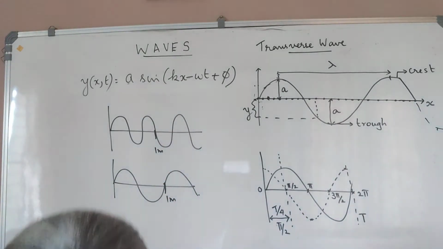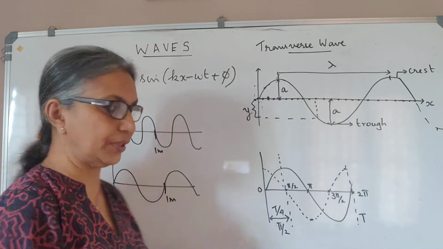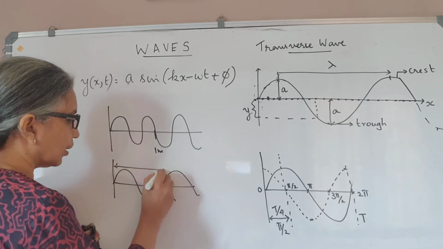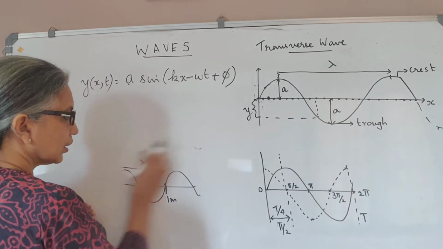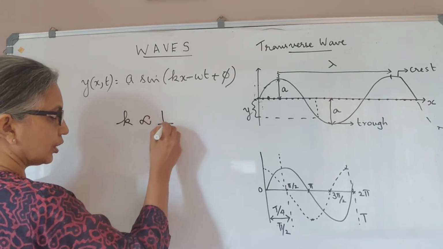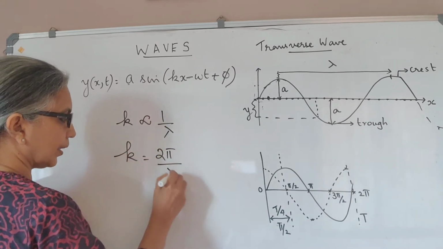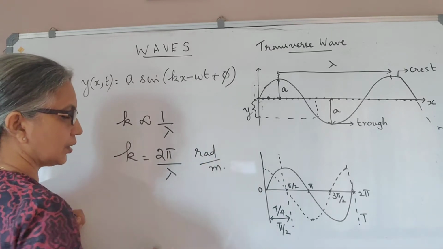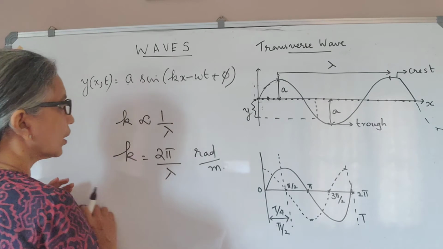So here, wave number is the number of waves present in unit length of the medium, which is inversely proportional to lambda. This is 1 lambda. So you will see that k, the wave number, is inversely proportional to lambda, or k is equal to a constant 2 pi by lambda, 2 pi in radian and lambda in meter. So the SI unit of k is radian per meter.